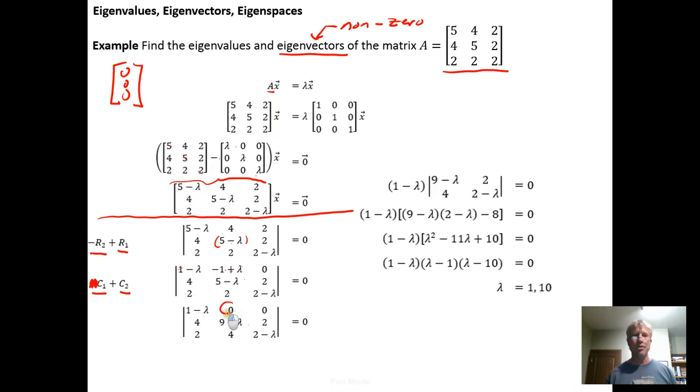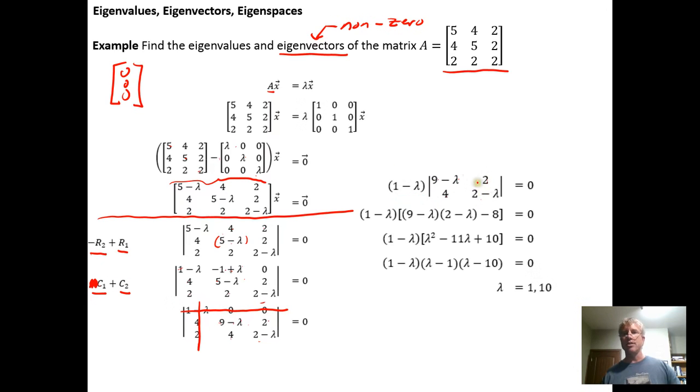And now we've introduced 0 into 2 positions, which is going to make the calculation of the determinant much simpler, because if I expand now with respect to row 1, I only need to worry about this first term because the other terms will 0 out. So calculating this determinant, it goes to the plus minus plus pattern, so it's positive 1 minus lambda times the determinant that you get when you strike out row 1, column 1, which is going to be 9 minus lambda, 4, 2, and 2 minus lambda right here.